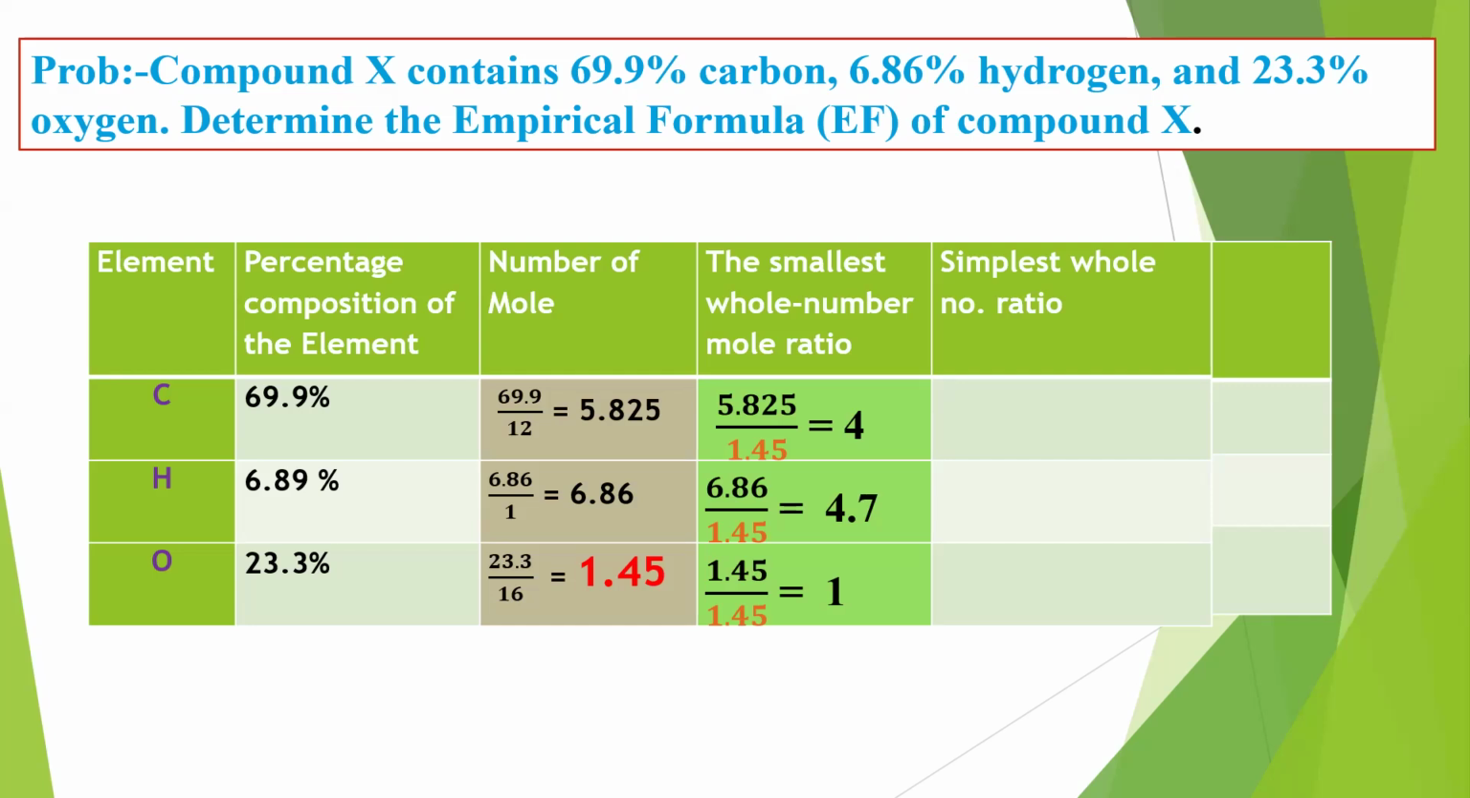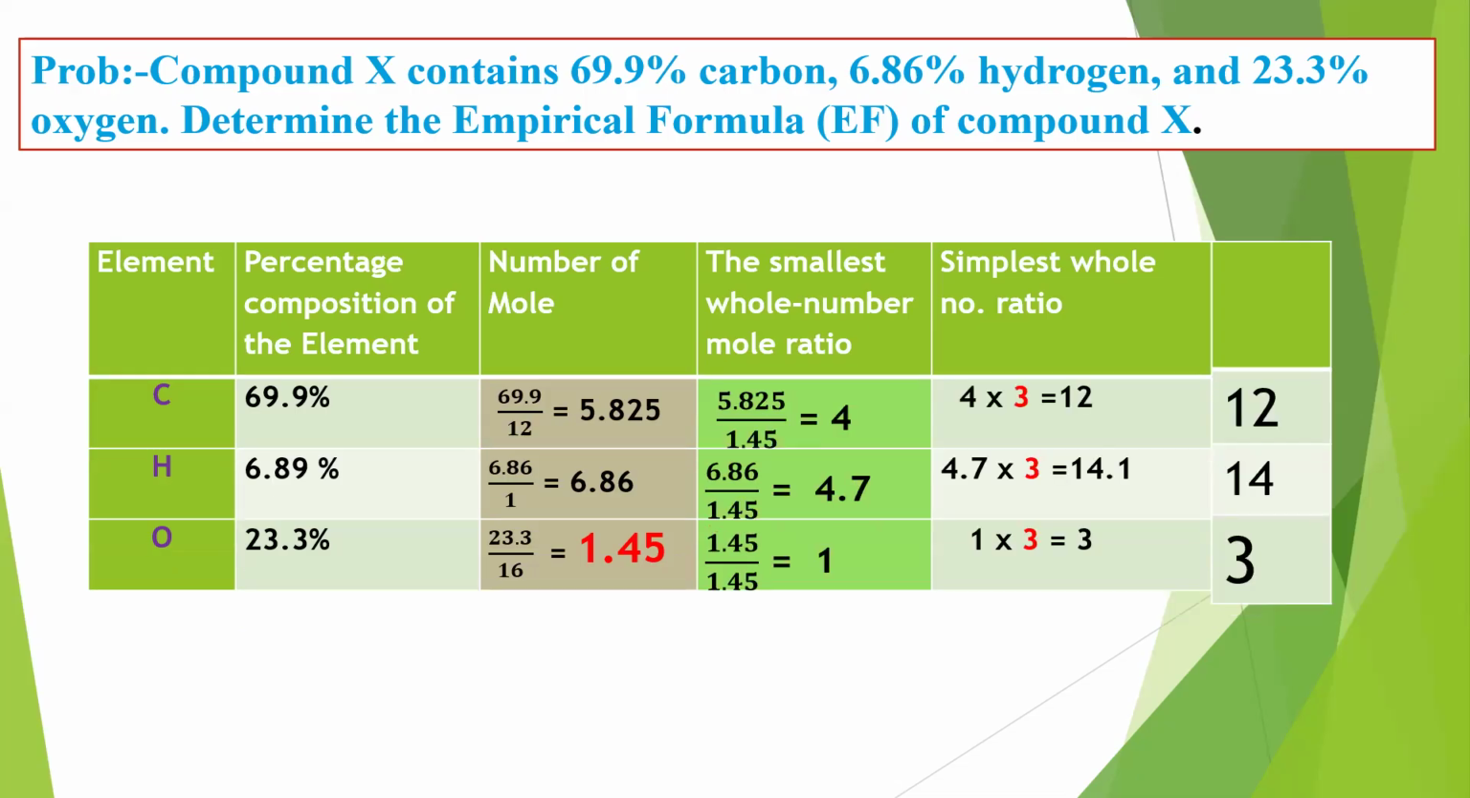Then we can make it a round figure, 4 or 5. No, not like that, because 0.7 is there. Then you have to give some priority. Means you have to multiply with one number to get the simplest whole number ratio. How? By multiplying by 3. If you multiply with 3, then you will get 14.1.